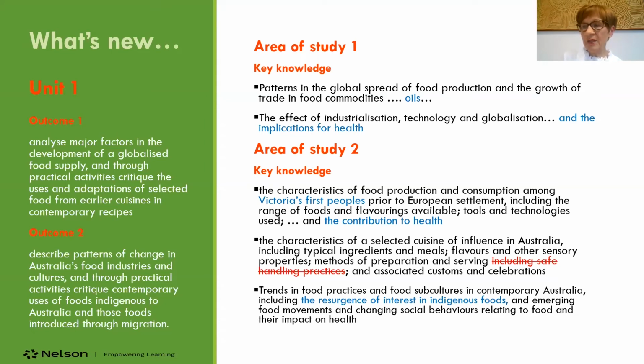In Area of Study 2 in Unit 1, the study does specify the characteristics and consumption of food among Victoria's First Peoples prior to European settlement. And we've included a range of examples relevant to Victoria, but we think it's important to appreciate that Australia's First Nations people would not have recognised the state boundaries as they exist today, and that many clan members would have spanned these state borders. So it's also evident that many of the foods, flavourings, tools and equipment used by First Nations people were commonly found across the continent.